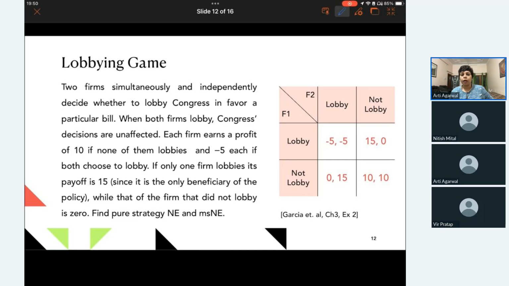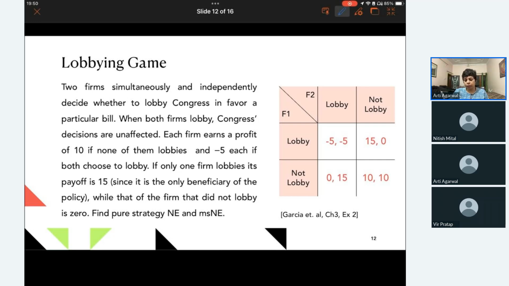Yeah. So if both are lobbying, their payoff is negative. If both are not lobbying, they get 10-10. But if one is lobbying and the other is not lobbying, the one who's lobbying definitely gets a much higher payoff of 15. So what is going to be the Nash equilibrium?